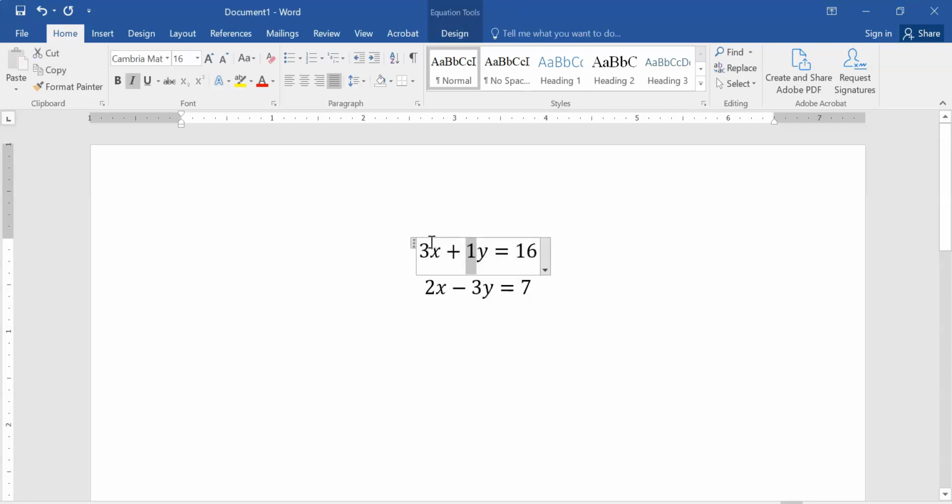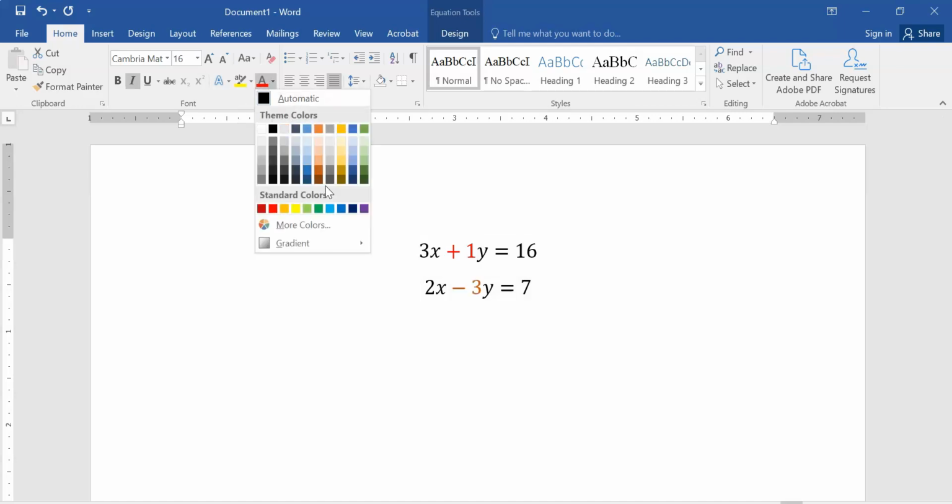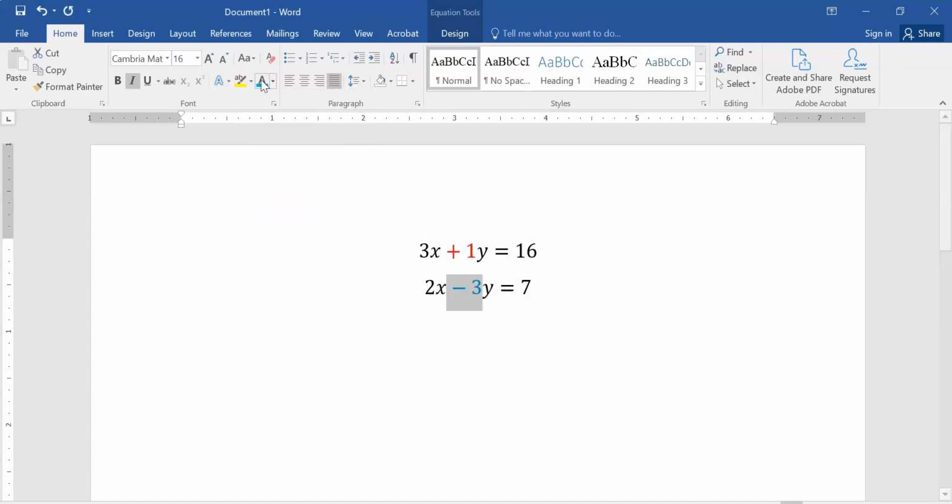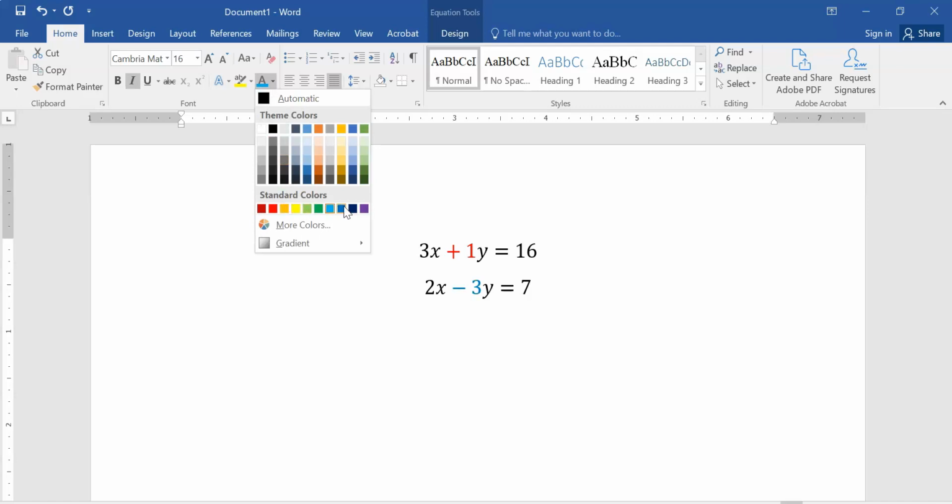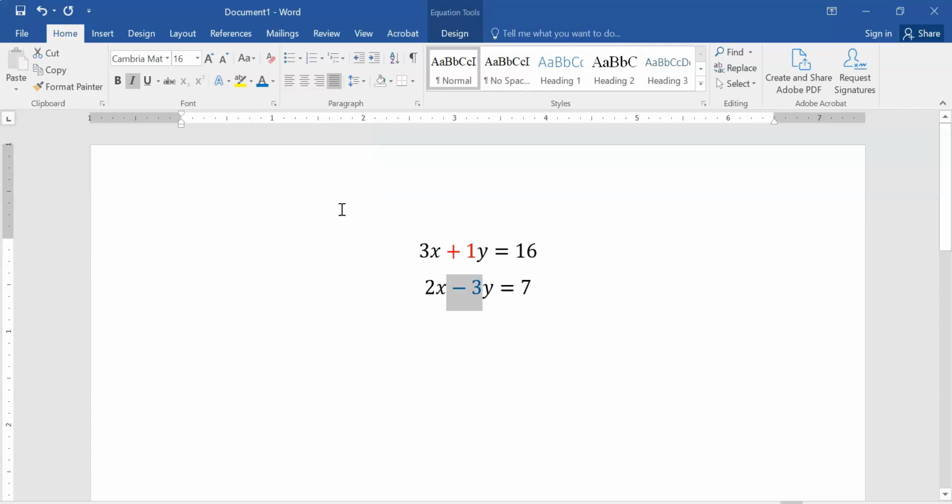Now notice what we have here. We have a 1 and we have a negative 3. This is a positive 1y and a negative 3. I don't like that color. Let's use a different color. Sorry about that. So we have a positive 1y here and a negative 3y here.